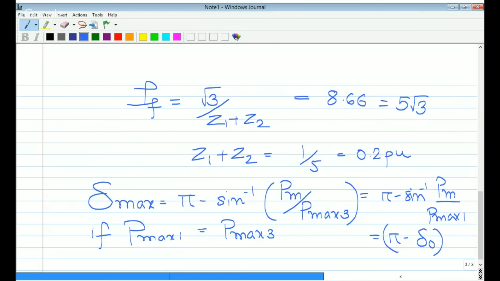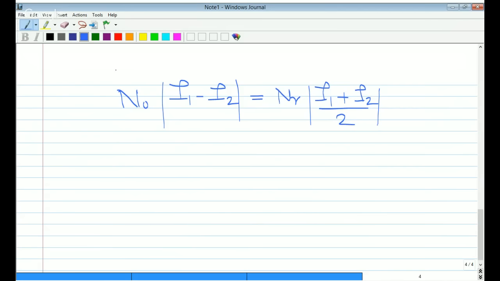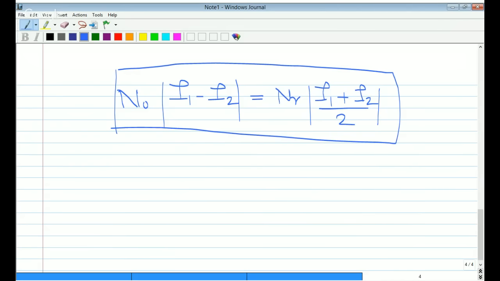Next is, in Merz-Price protection scheme of alternator, if I1 and I2 are CT secondary currents, NR and N naught are the number of restraining and operating coil turns, then what is the torque balance equation? The operating coil carries the current difference of the two currents, which should be equal to NR times the average of the two currents. That will be the torque balance equation for the case of Merz-Price differential protection scheme.